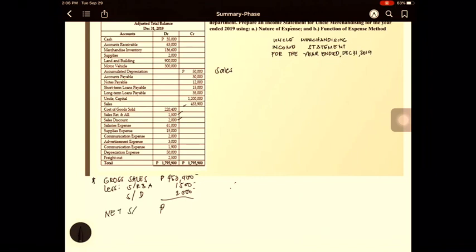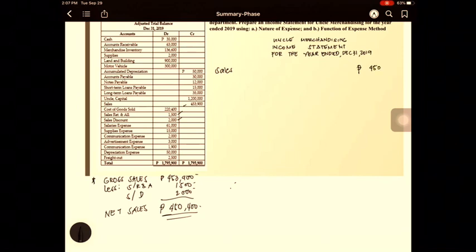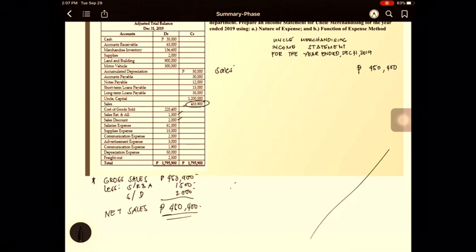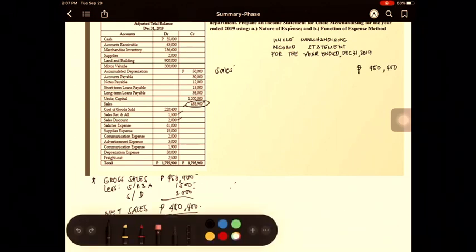The net sales amounted to 453,900 minus 15 minus 2,000. So we have 450,400. Okay, so the sales that must be reflected in our income statement therefore is 450,400, not the 453,900, because that is still in its gross amount. The sales that must be reflected in your income statement should be in its net amount already.